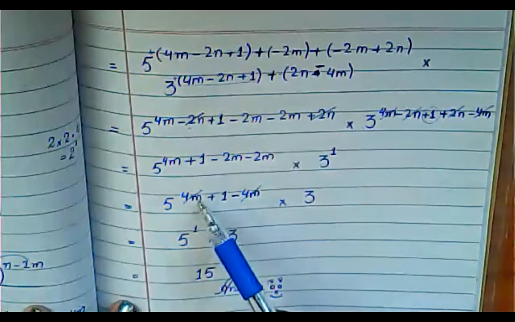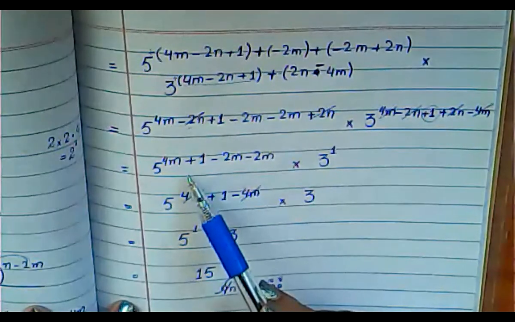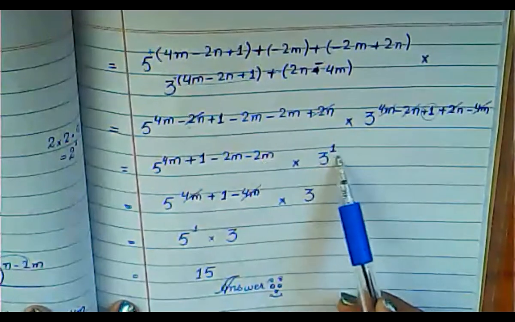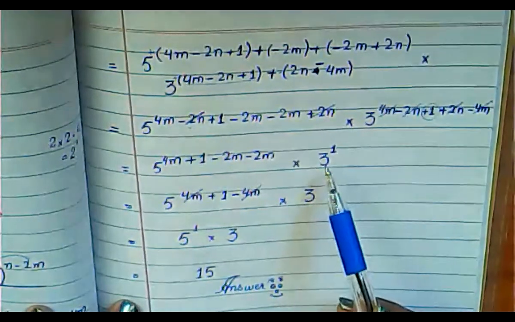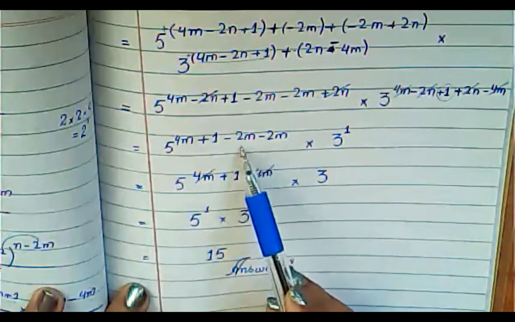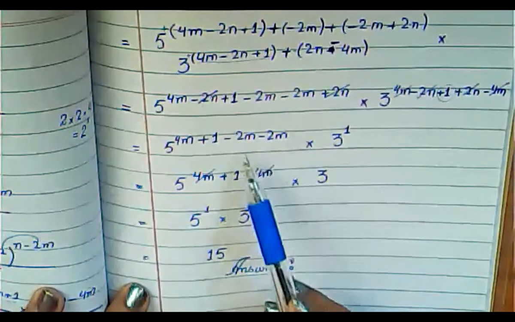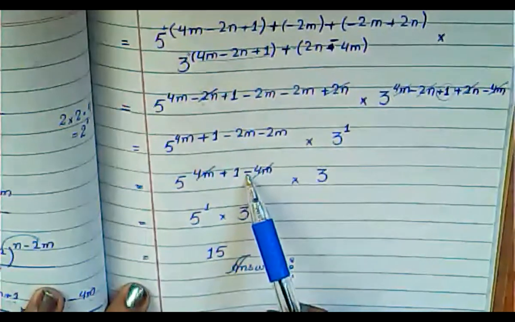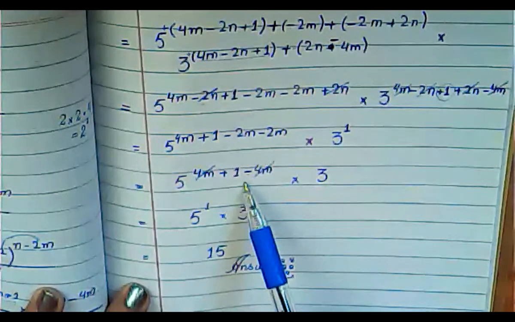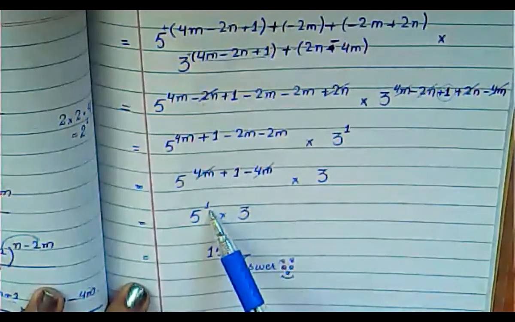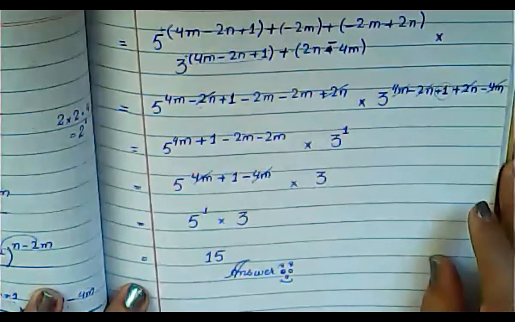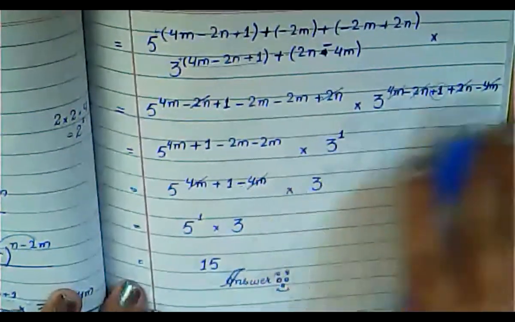Okay, now here you have 4m plus 1 minus 2m minus 2m, and you will be left here only with 1. Now 4m plus 1, minus minus will be plus, so 2 plus 2 will be 4m, and you will place the sign of minus here. Understand? 4m will be cancelled with minus 4m. Understand? And you will be left only with power 1, so 5 multiplied by 3 is 15. This is your answer. Now, please tell me, is it clear?